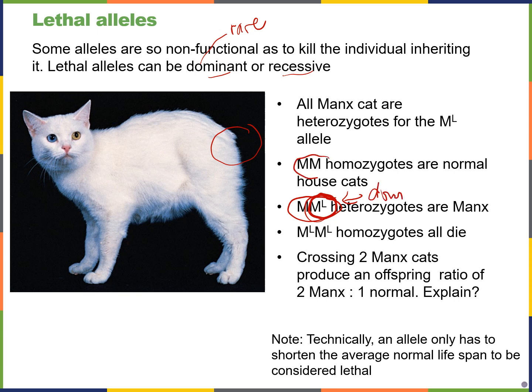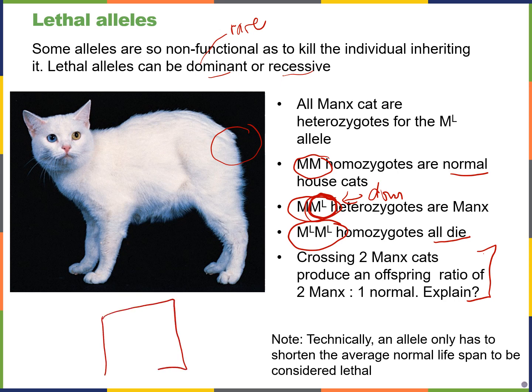Cats that are homozygous recessive for the allele are normal cats. If you have two copies of the dominant lethal allele, the cat will not survive. So if you have two Manx cats, you're going to produce a ratio of 2 Manx and 1 normal.